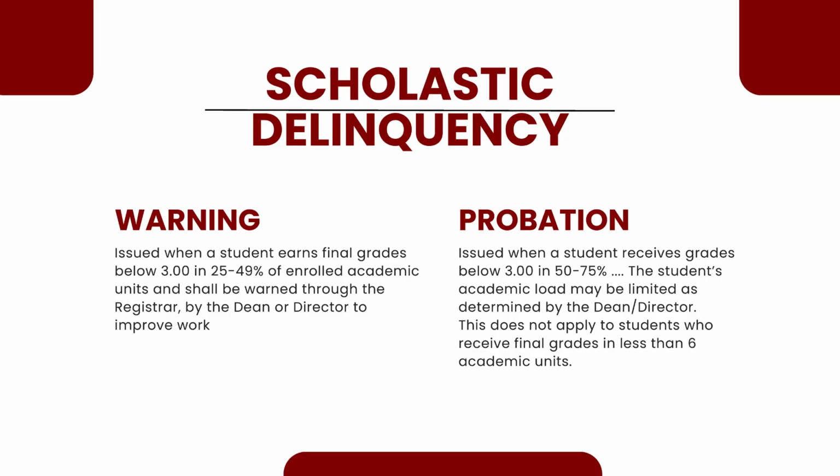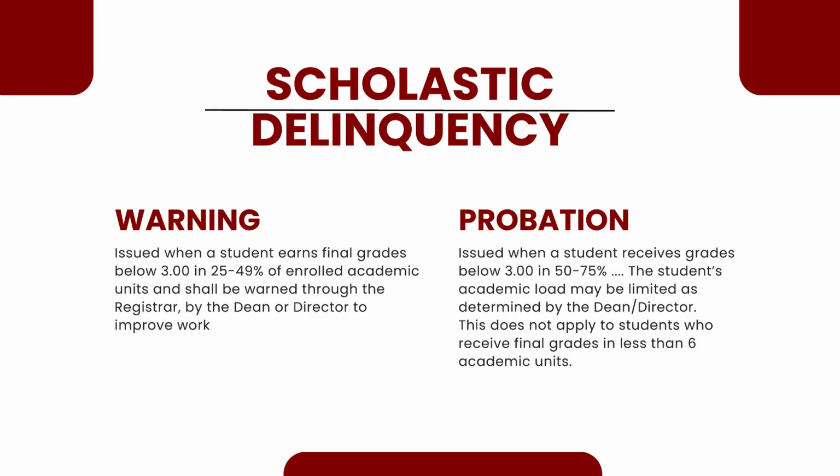Now, let's discuss scholastic delinquency. These are rules designed to monitor academic standing and offer early intervention. These are the following. Warning: if you receive final grades below 3.00 in 25 to 49% of your enrolled units, you will receive an academic warning through the dean to help you adjust and improve.